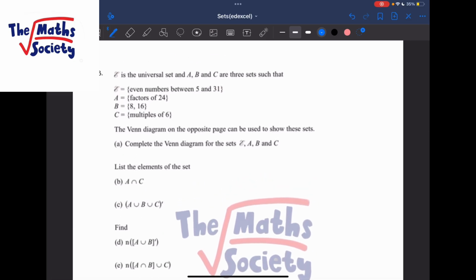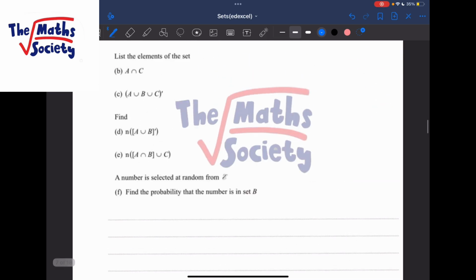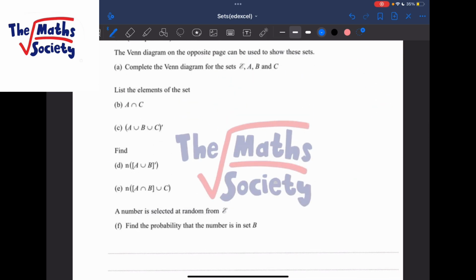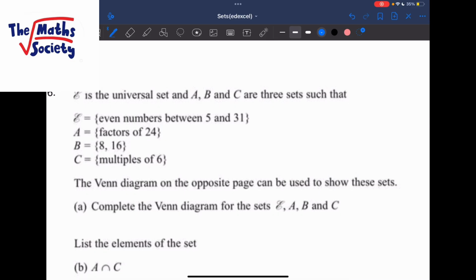Number 6 also says that E is the universal set. The universal set is even numbers between 5 and 31. A is the factors of 24. B is 8, 16. C is multiples of 6. A Venn diagram is given. It says to list the elements of the set. But what we have to do is write down the total number of elements first, right? You got numbers 25 and 21. We can just write 6, 8, 10, 12.